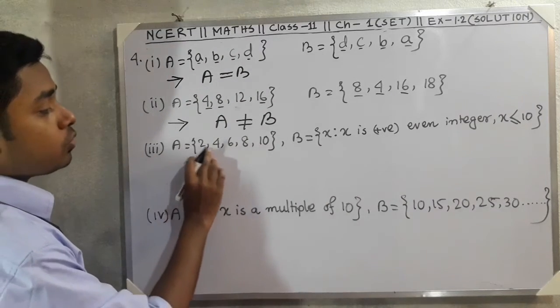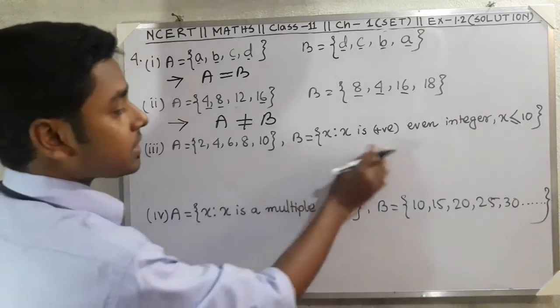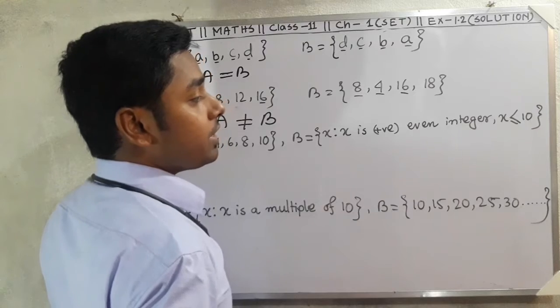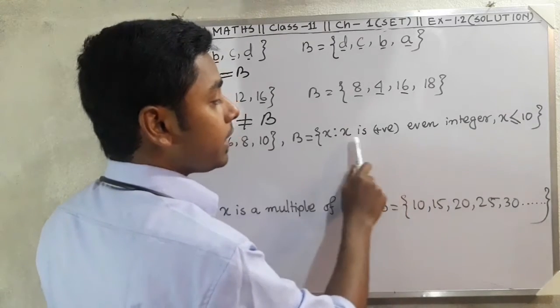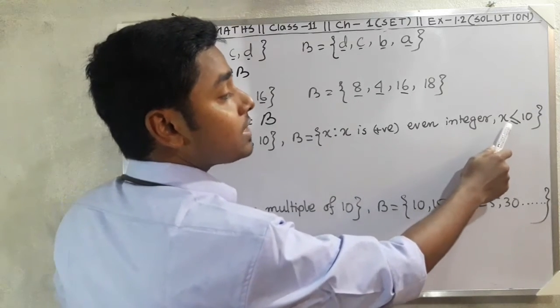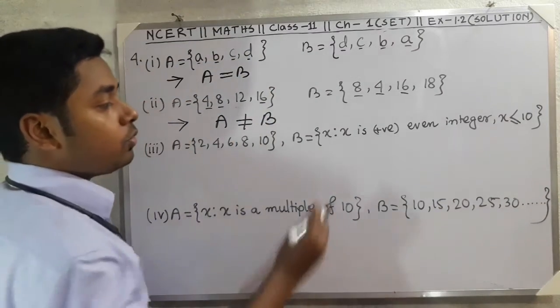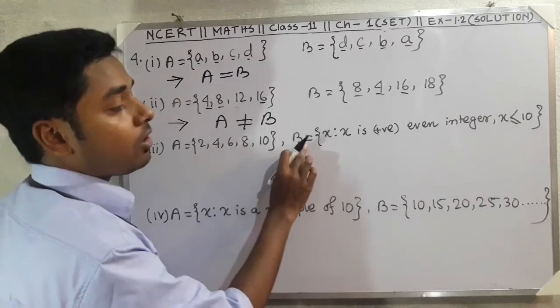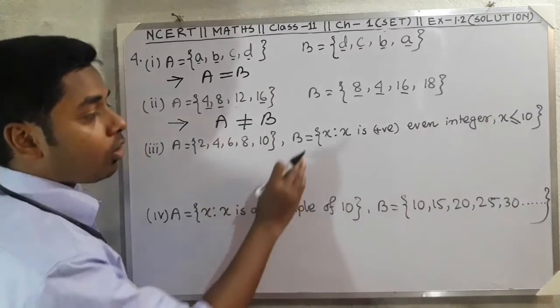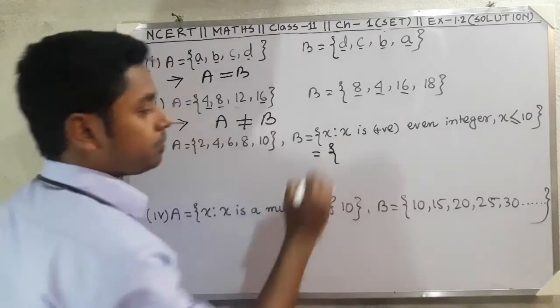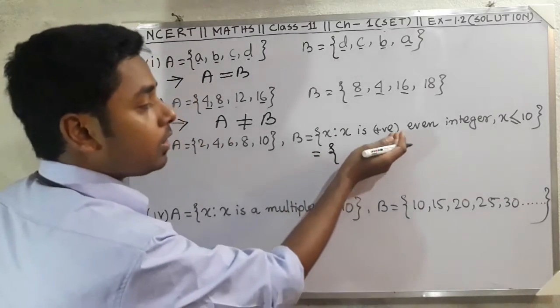Okay, now question number 3. A is equal to {2, 4, 6, 8, 10}. B is equal to what? {x such that x is a positive even integer and x is less than or equal to 10}. So first of all, write all the elements of B, that means we are writing the tabular form of B.